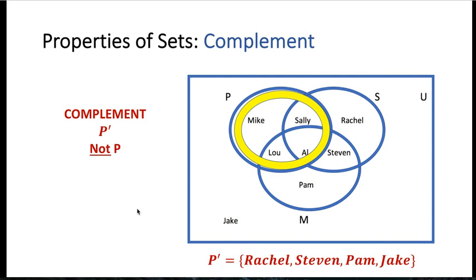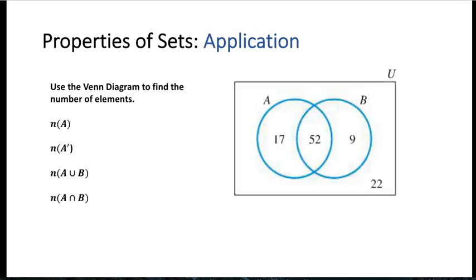Okay, so now we have this idea of union, intersection, and complement. Now let's look at some examples and some applications. So here we have a Venn diagram, and this is another thought. Instead of having the individual elements, I'm just telling you how many elements are in that part of the Venn diagram. So there are 17 in circle A that are only in A.